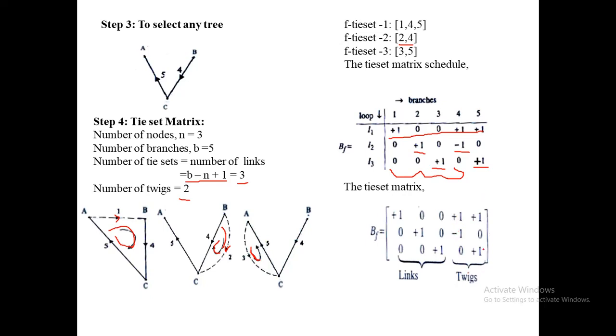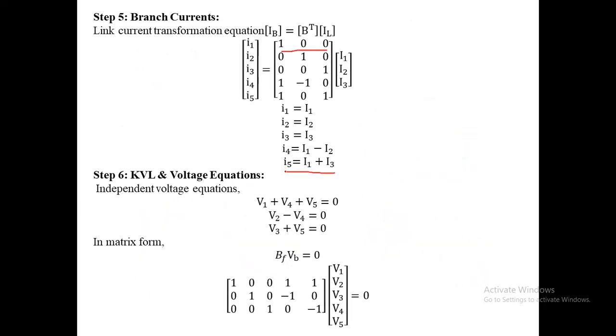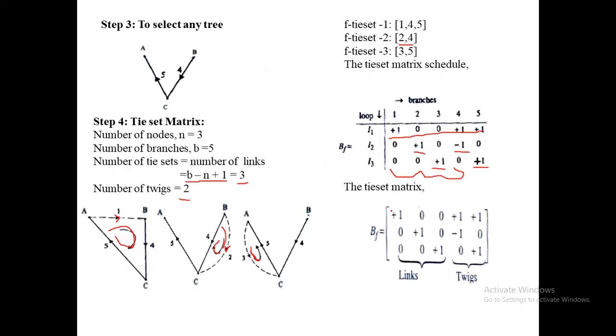Consider this column, from which we get the branch current. We just multiply this with the capital I1, because these are branches 1, 2, 3, 4, 5. Here I1, I2, I3, this is I1 minus I2, and this is I1 plus I3. This is the answer we got here. Without this equation, from the tie-set matrix we can directly write the branch current. Next, step 6, KVL and voltage equations. KVL equations we can directly write from the tie-set matrix.